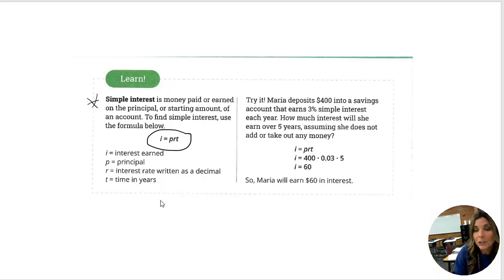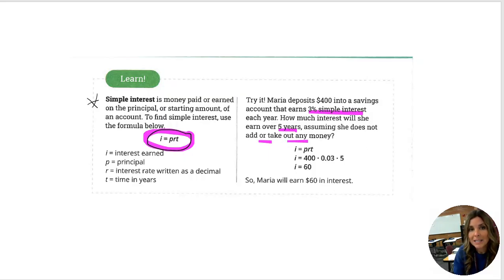Okay, so interest can be something that is owed or earned, and either way, it's calculated using this simple interest formula. So let's go ahead and read this real-world example of someone putting money into a savings account and earning interest. It says Maria deposits $400 into a savings account that earns 3% simple interest each year. How much interest will she earn over 5 years? So that's our time, assuming she does not add or take out any money.